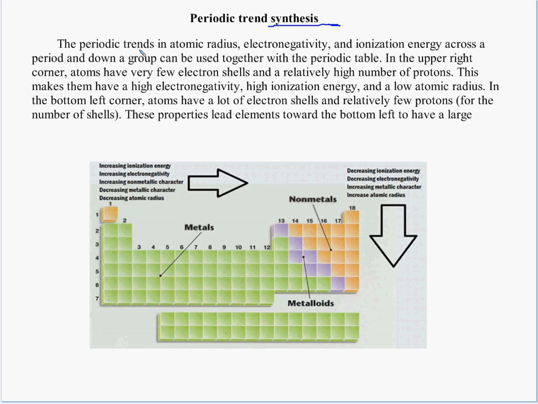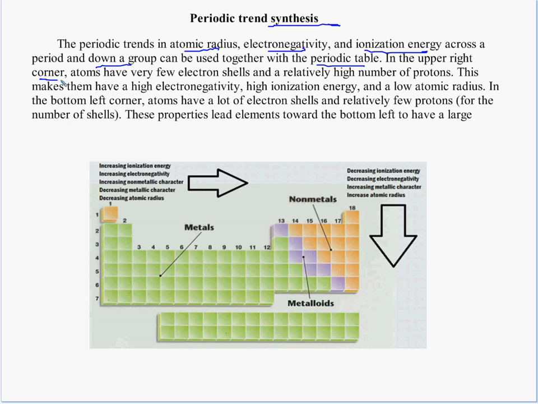Synthesis, okay. The periodic trends in atomic radius, electronegativity, and ionization energy, those are my three boys, across a period. I mean, they could be girls too. That's okay. Across a period and down a group can be used together with the periodic table.